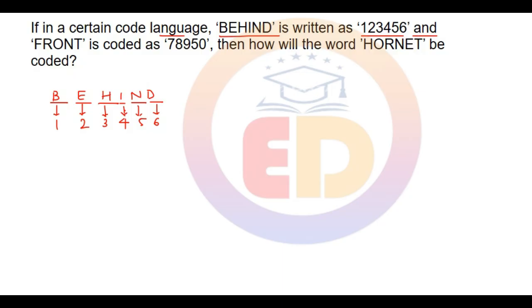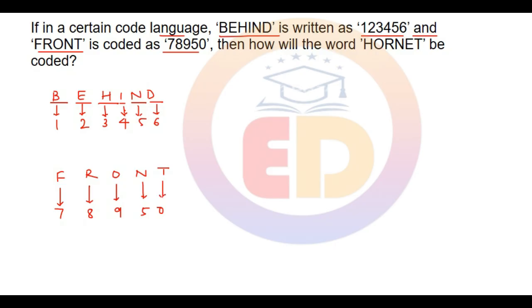Further, the question says, and front is coded as 78950. The code of front is 78950. So this is direct number coding. F is standing for 7, R stands for 8, O stands for 9, N stands for 5, and T stands for 0.